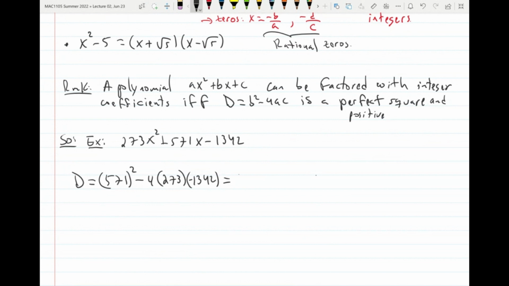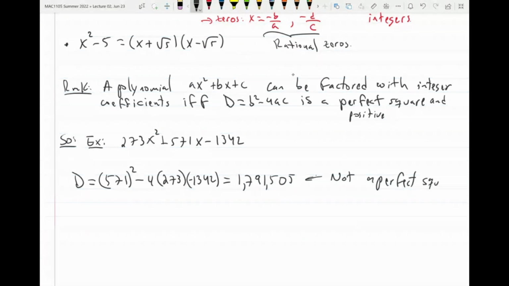Okay, so here I'm getting 1,791,505. So this is the discriminant, and then how do you check whether this is a perfect square or not? The quickest way is to figure out the square root of it. If you don't get an integer, then it's not a perfect square. And it's not a perfect square. So this guy here is not a perfect square. So this guy is prime.